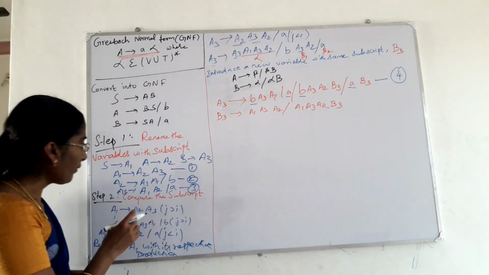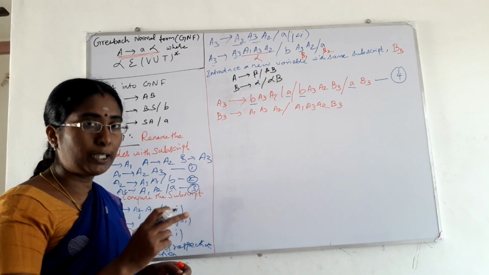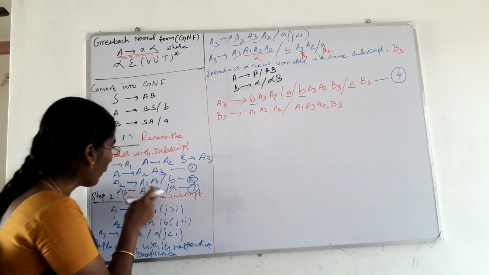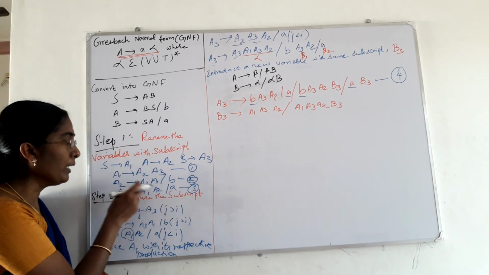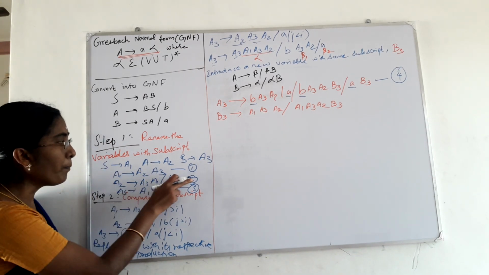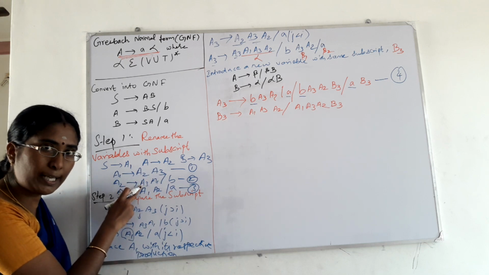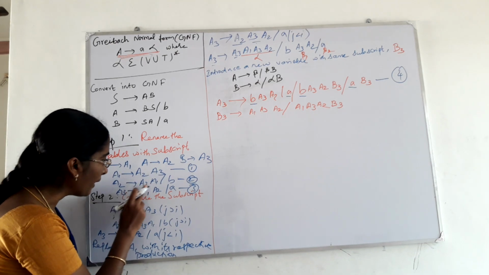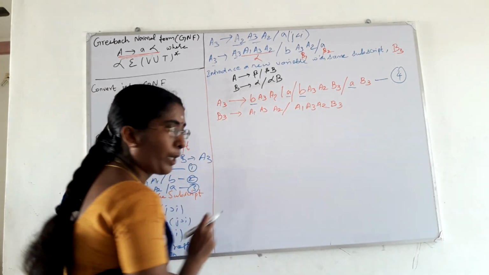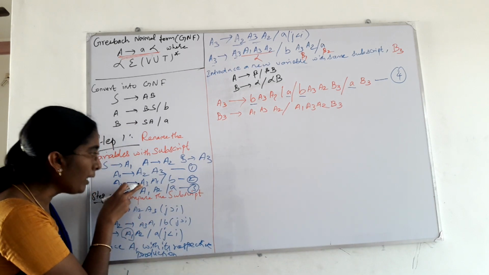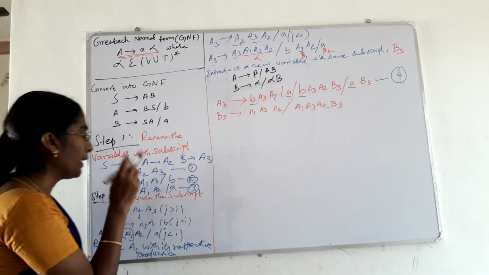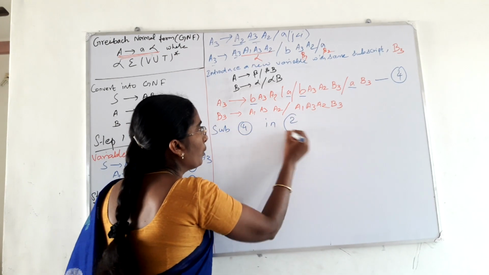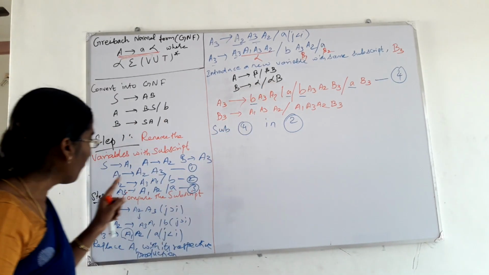Next, see here. In which production is the first symbol on the right hand side A3? In production number 2, we are having A3 as the first variable on the right hand side. So, instead of this A3, replace that A3 production. That is, substitute production number 4 in production 2.